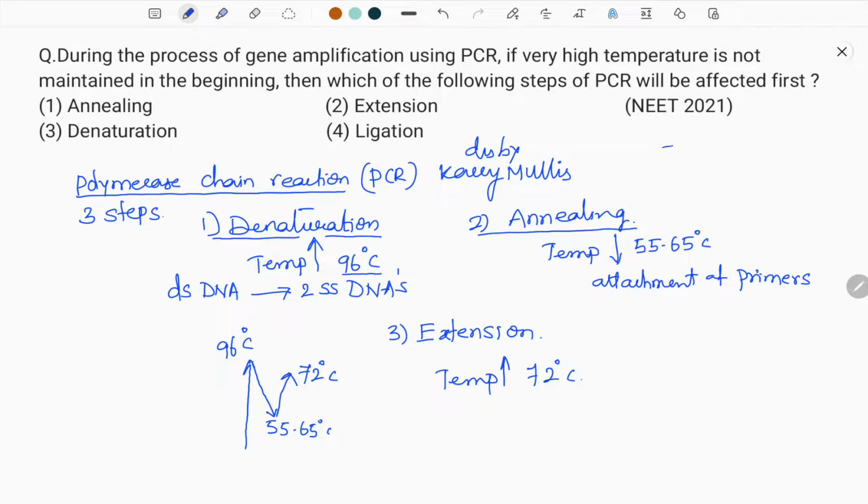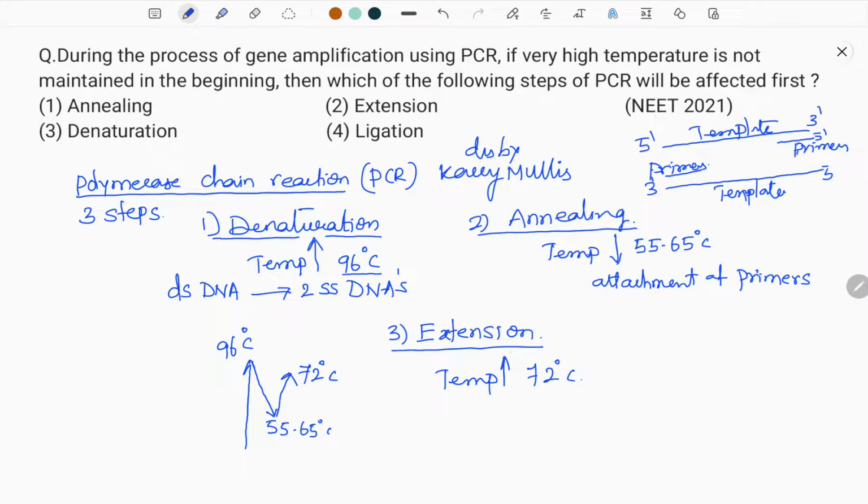For example, let us suppose these two are template strands. This is 5' to 3' and this is 3' to 5'. Now the two strands act like templates. In this strand the primer is attached here, and in the other strand the primer is attached here. So at which ends are we attaching the primers? We are attaching them at the 3' end of the template. This part of DNA is called the template, and this is also called a template. When are primers attached? When the temperature is lowered to 55 to 65 degrees Celsius. So attachment of primers to the template strand at the 3' end is called annealing.